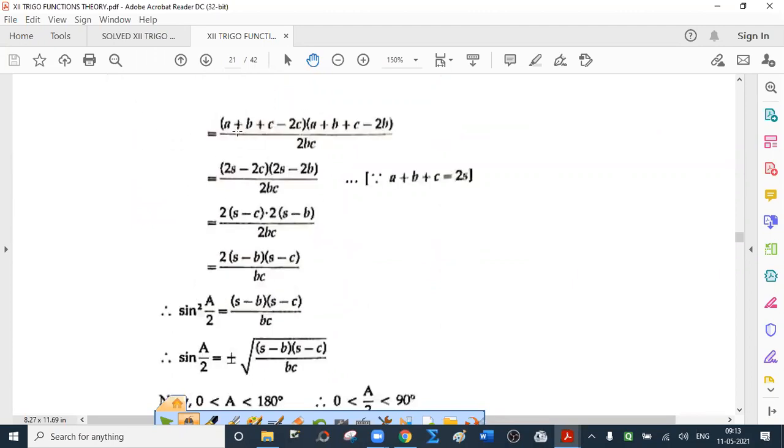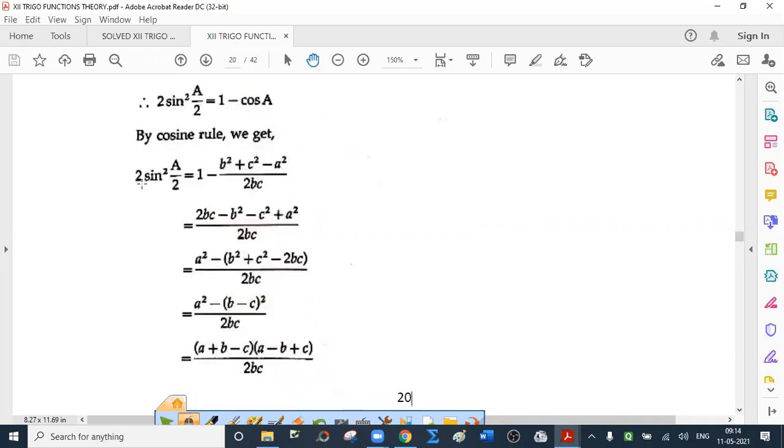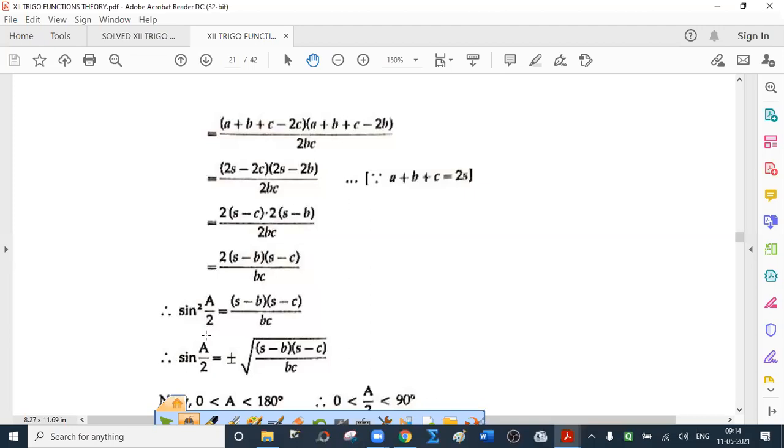See in the next step. Yes, A plus B plus C minus 2C, A plus B plus C minus 2B. Why? Because we want to involve 2S in the answer. Now this can be replaced by 2S. So 2S minus 2C, 2S minus 2B. Take 2 common from both the brackets. So sine square A by 2 becomes, this 2 gets cancelled, twice S minus B, S minus C upon BC. But that is twice, because LHS is twice sine square A by 2. So effectively, what is sine square A by 2? S minus B into S minus C upon BC.